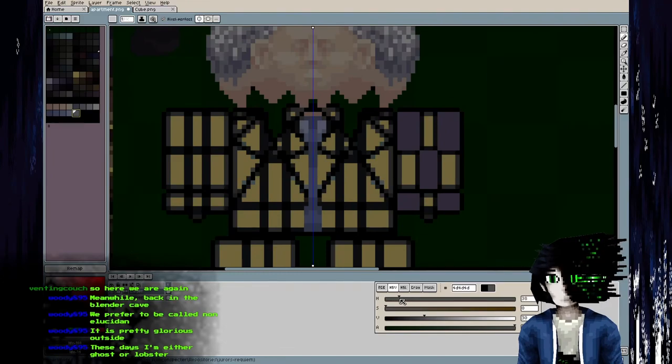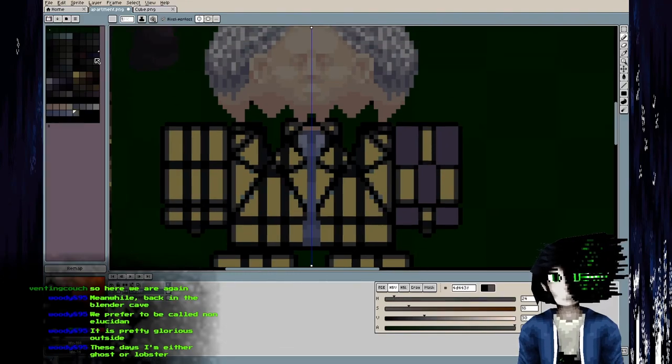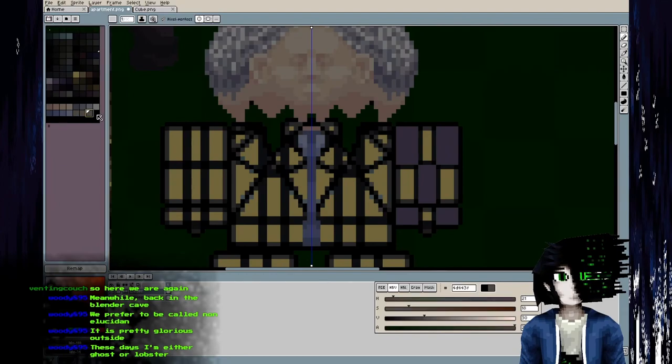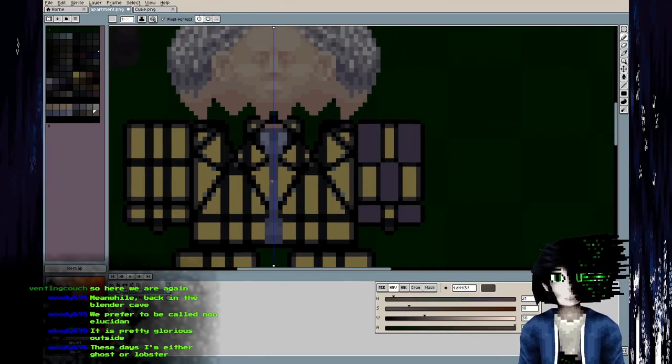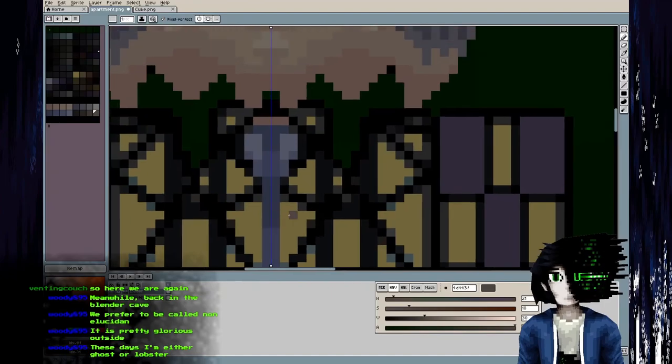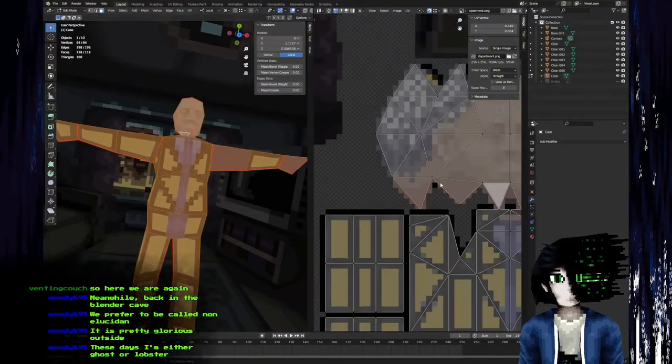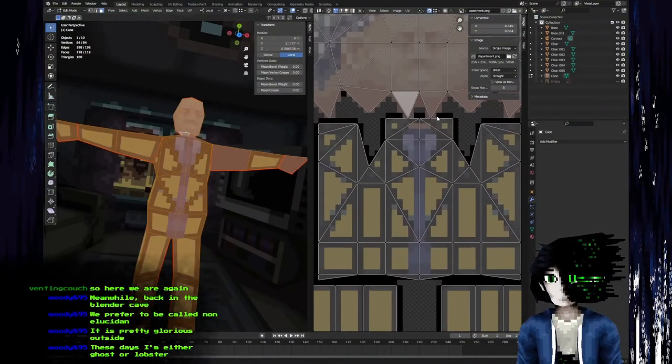Okay, so let's go for a slightly brown toned sort of jacket, but not too much, because again, I don't want him to just disappear into the chair. And let's just fill in as much of this as possible. So I've got the UV islands, how well do they match up?